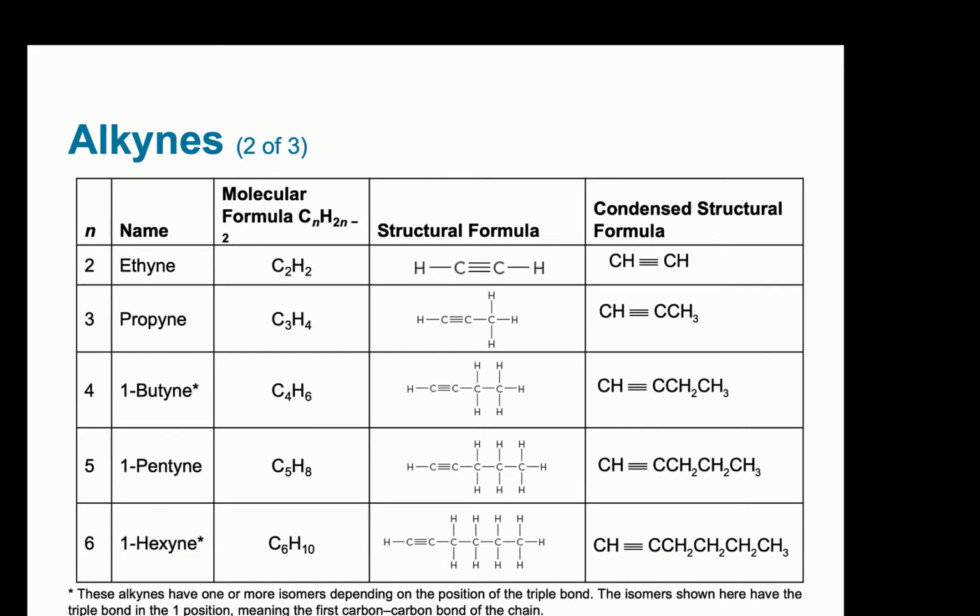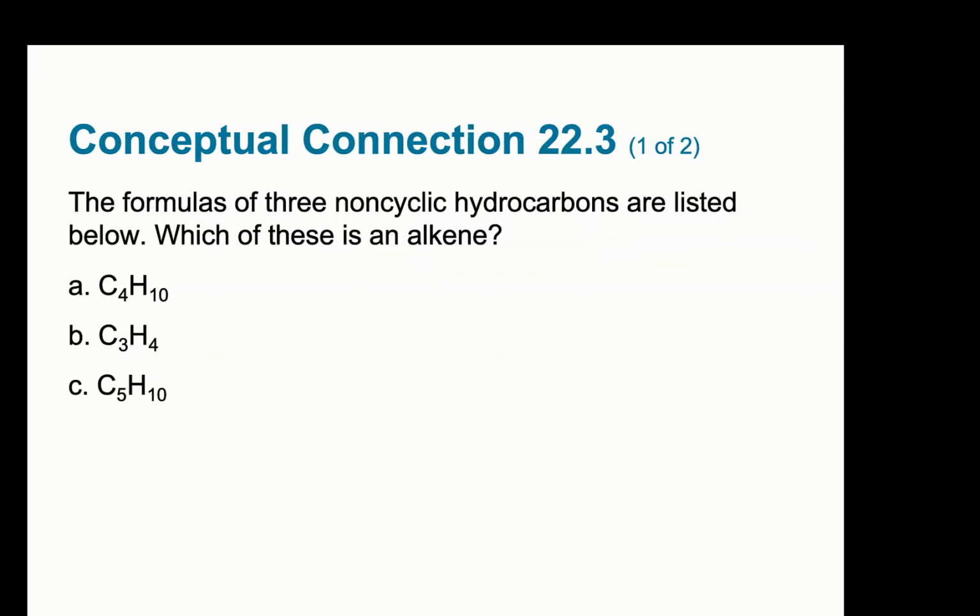I never referred to it as ethyne. It's acetylene. Acetylene has the triple bond, and after you get past 3 carbon atoms, you indicate the number where the triple bond is in the name. It's 1-butyne versus 2-butyne.